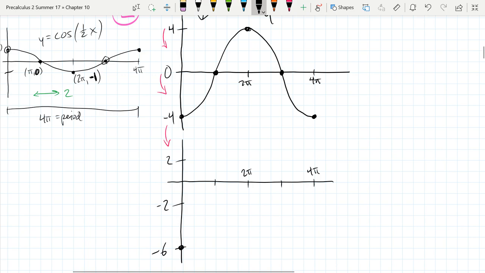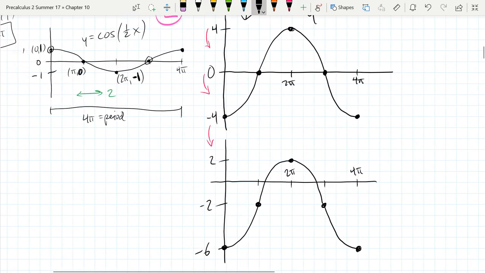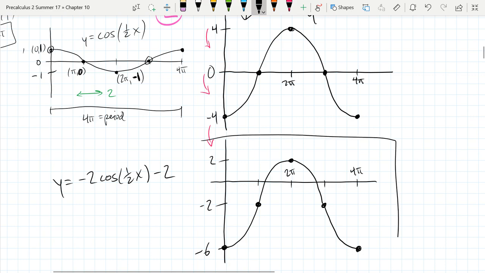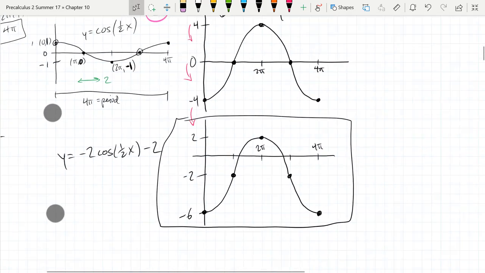Negative 4 goes down to negative 6. 0 is at negative 2 now. Our point that was at y value positive 4 is at positive 2. Negative 2, negative 6. Same curve drawn in. There we go. And we'll write out the full function here: y equals negative 4 cos 1/2 x minus 2. All right, so that's our final graph right there. If this is a quiz, be smart to put a box around the final answer so it's really clear.